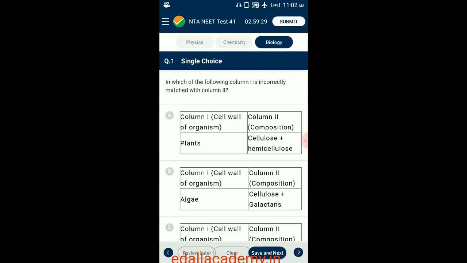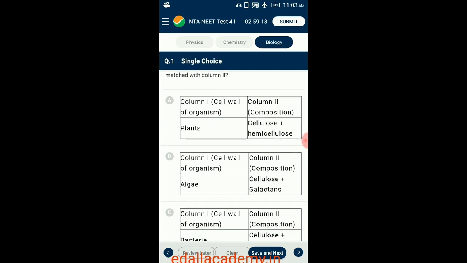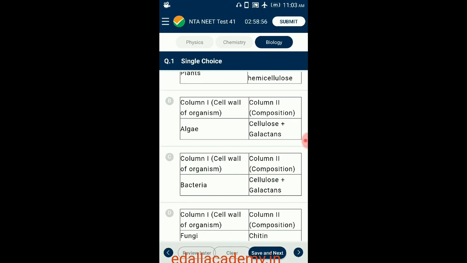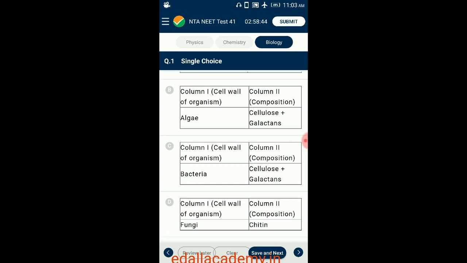Question number 1. In which of the following is column 1 incorrectly matched with column 2? Option A. Plant. Plant cell wall is made up of cellulose, hemicellulose, pectins and proteins. Option B. Algal. Algal cell wall is made up of cellulose, galactans, mannans, minerals like calcium carbonate, etc. Option C. Bacteria. Bacterial cell wall is made up of peptidoglycan. It is a combination of N-acetyl muramic acid and N-acetyl glucosamine. Option D. Fungi. Fungal cell wall is made up of chitin.